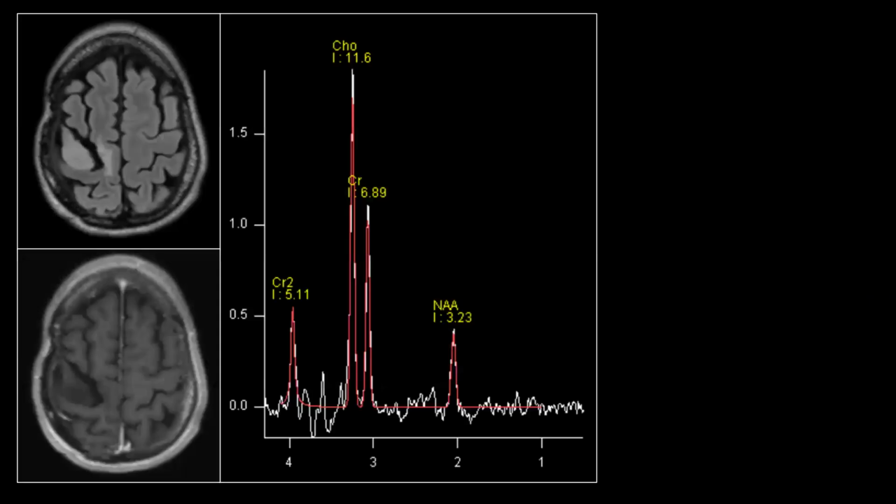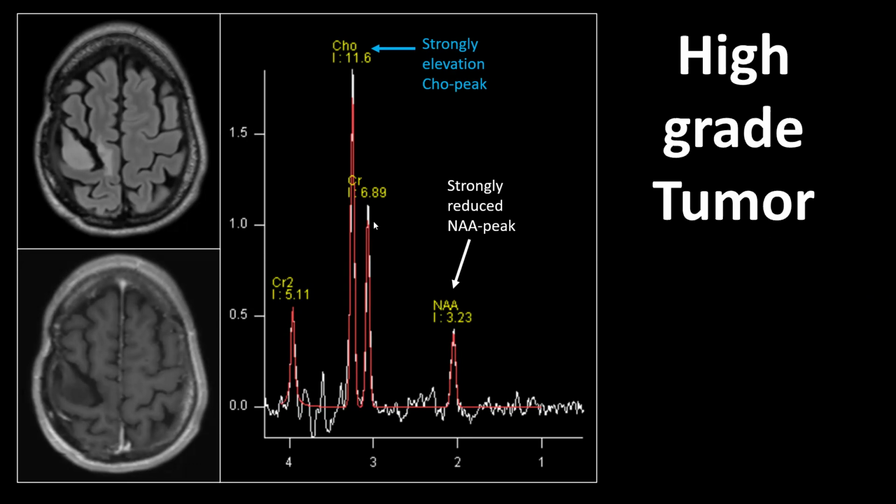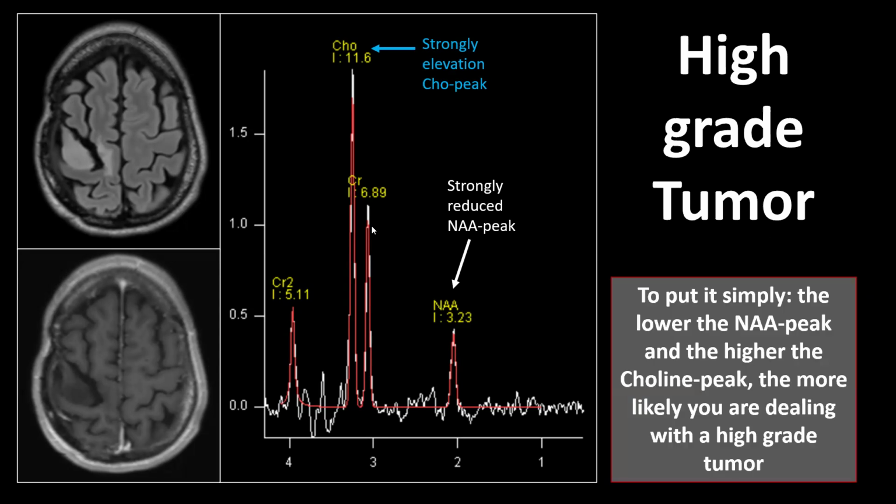But let's look at the spectroscopy profile. What do we see? We see a very strongly reduced NAA peak and a very high choline peak. Now this profile is very suggestive of a high-grade tumor. To put it very simply, the lower your NAA and the higher your choline peak when dealing with a tumor, the more likely you are dealing with a high-grade tumor. Just go back to the first case with the low-grade bithalamic glioma and compare the spectroscopy profiles. The difference is clear. Of course, I selected extreme cases for this presentation just to give you the basics.